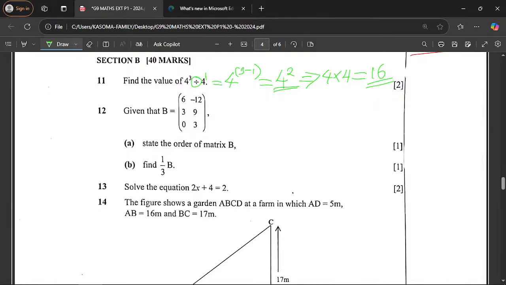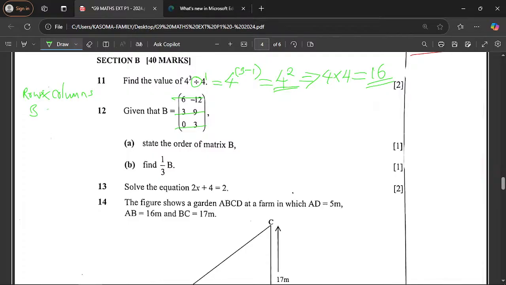So how do we write the order of matrix B? We first count the number of rows. When you're writing the order of a matrix, it is rows by columns. So our question is, how many rows? We've got 1, 2, 3. There are 3 rows, so we put 3 where there is rows.